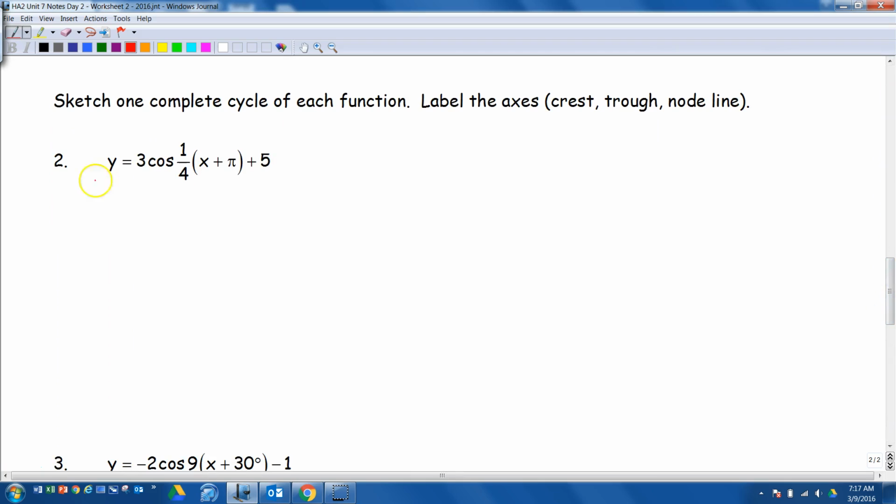Okay, so the first thing I do is find out where my node is. The node is at y equals 5. And then the crest and trough go up and down 3 from there. So 5 plus 3 is 8. 5 minus 3 is 2. Then I know that the period is normally between 0 and 2 pi.